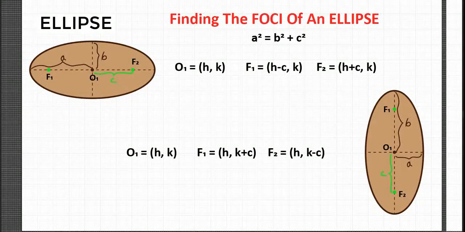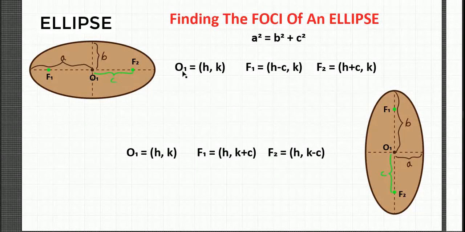Finding the coordinates of the foci of an ellipse. In this equation, a square equals b square plus c square. a is half the length of the major axis, b is half the length of the minor axis, and c is the distance of the focus from the center of the ellipse.